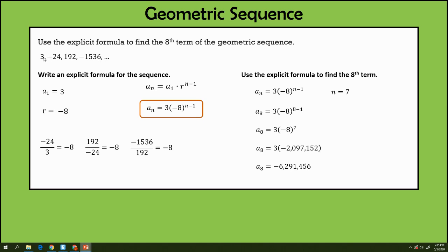So again, this is a first term, second term, third term, fourth. If I was to multiply negative 1,536 times negative 8, that would give me the fifth term. That answer times negative 8 will give me the sixth term, and then keep going. This is what it would be if we did that. The eighth term is going to be that number right there.